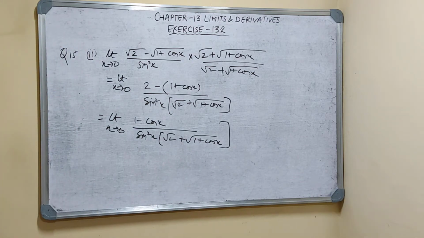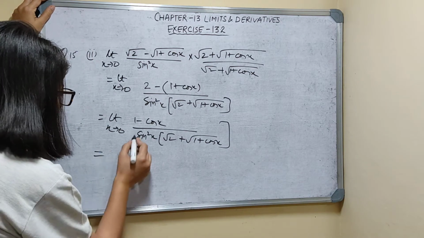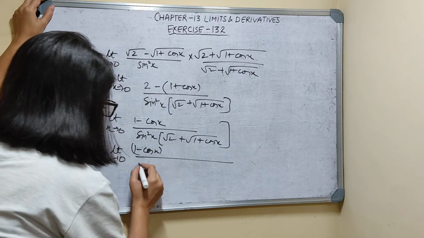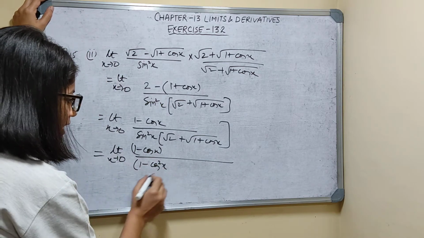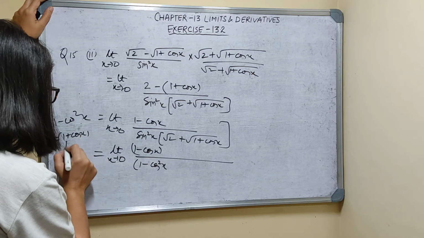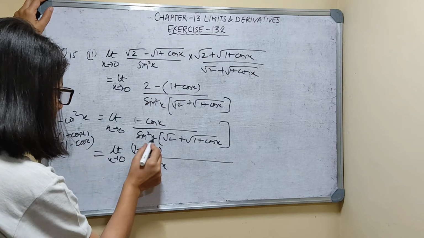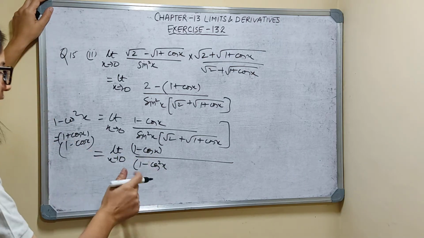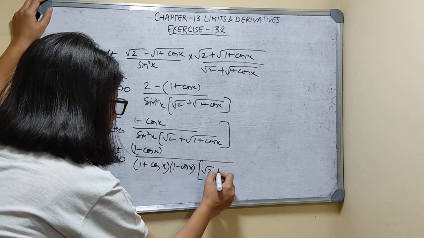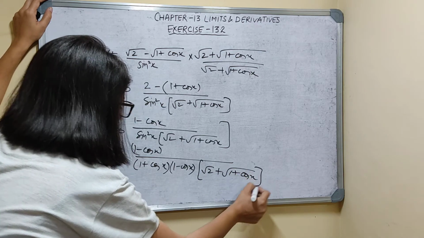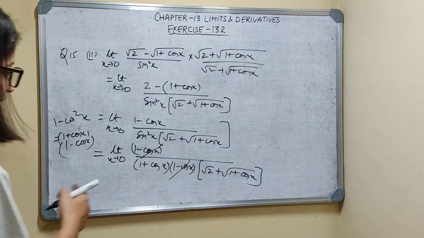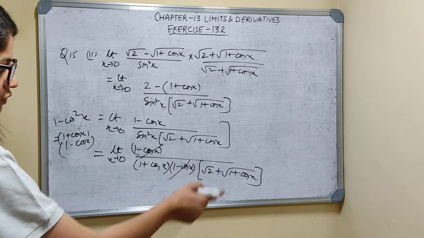How will you write 1 minus cos x? This is 1 minus cos x only. Here this sin square x I can write as 1 minus cos square x, which is 1 plus cos x into 1 minus cos x. And this is root 2 plus root of 1 plus cos x. So this 1 minus cos x, 1 minus cos x gone. Now left only limit x tends to 0, 1 upon (1 plus cos x) into (root 2 plus root of 1 plus cos x).